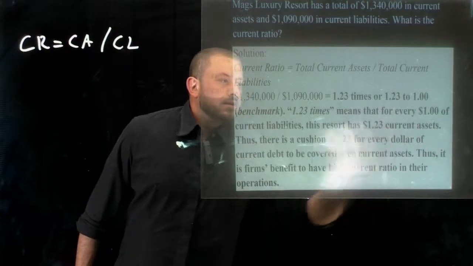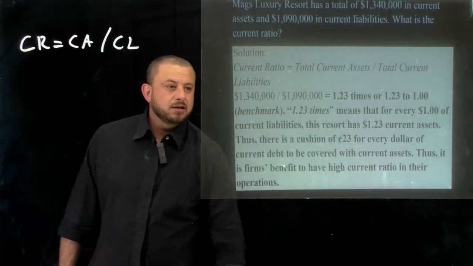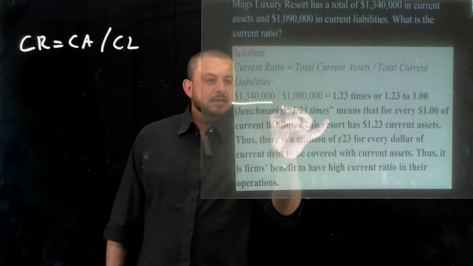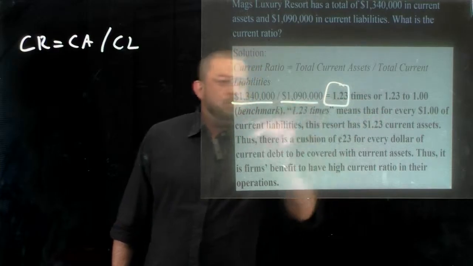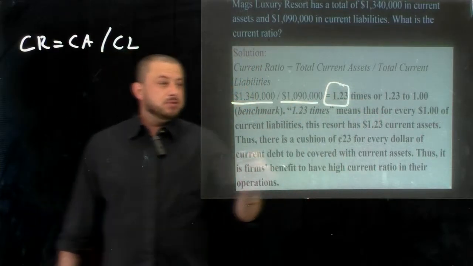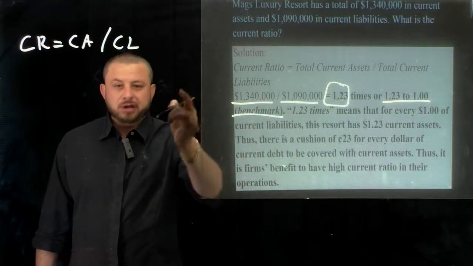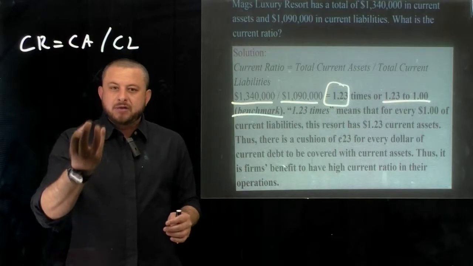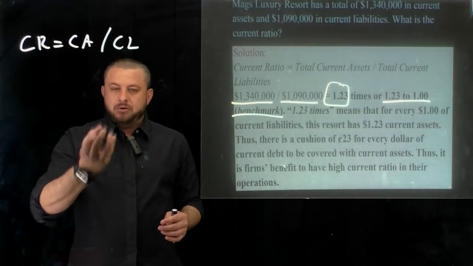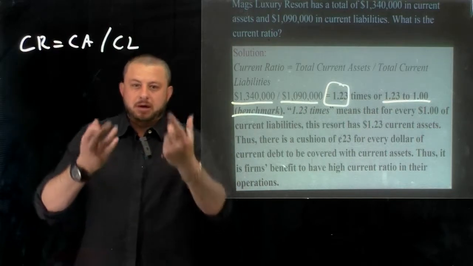As we can see, when I plug in the numbers, this is my total current assets and this is my total current liabilities. When I plug in the numbers, I have 1.23 times, or 1.23 to 1. 1 is the benchmark. We know this, never forget. For the current ratio, whatever the company's current ratio is, we will always compare it with 1, which is the benchmark in the current ratio.